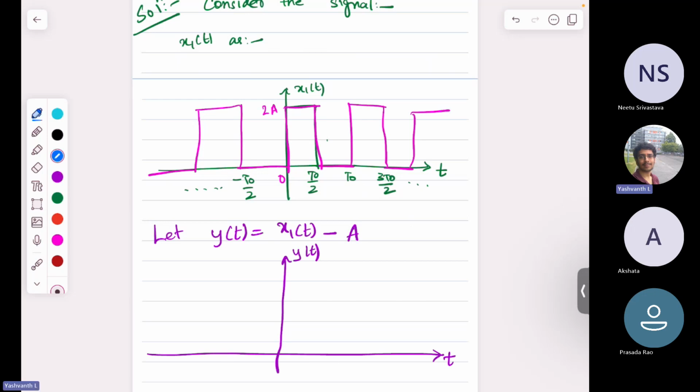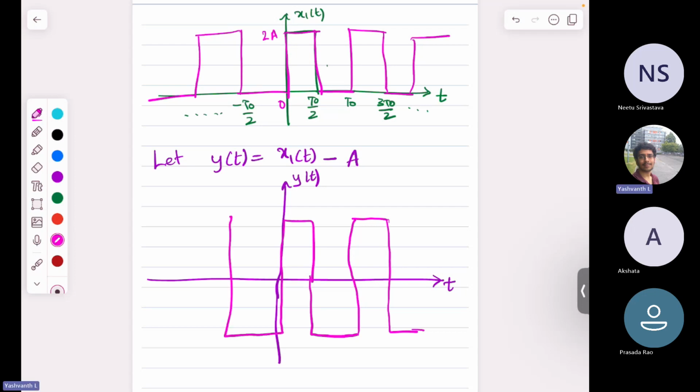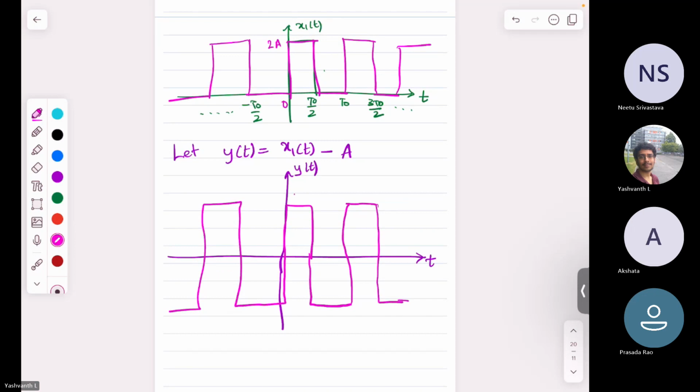Whenever it is from 0 to t naught by 2, 2a minus a is what? a, correct. Now from t naught by 2 to t naught, 0 minus a is minus a. Similarly, a here, minus a here, and it goes on. Now tell me, how is y of t compared to x of t? This is x of t, this is your y of t. What is the relation between them?